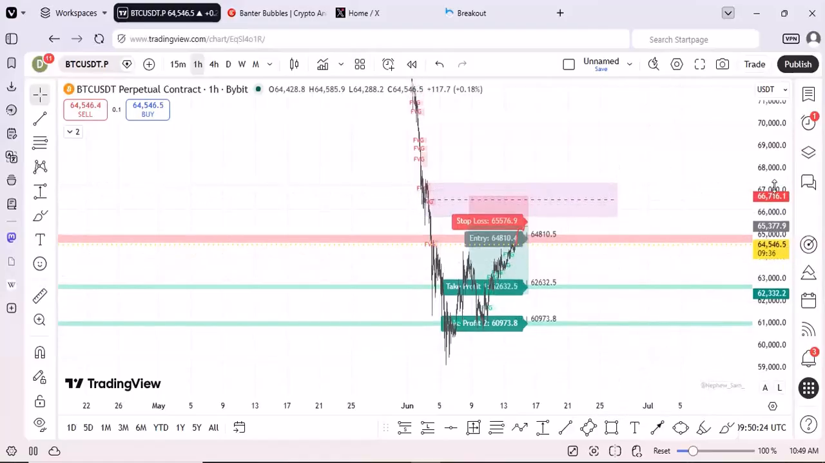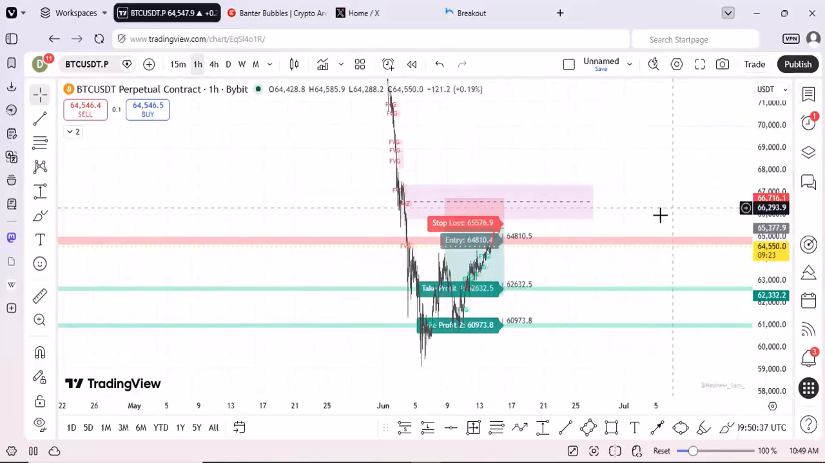So in a nutshell, I'm expecting a short trade on BTC this week. Today is Sunday, the beginning of the week. I'm expecting a short trade this coming week.